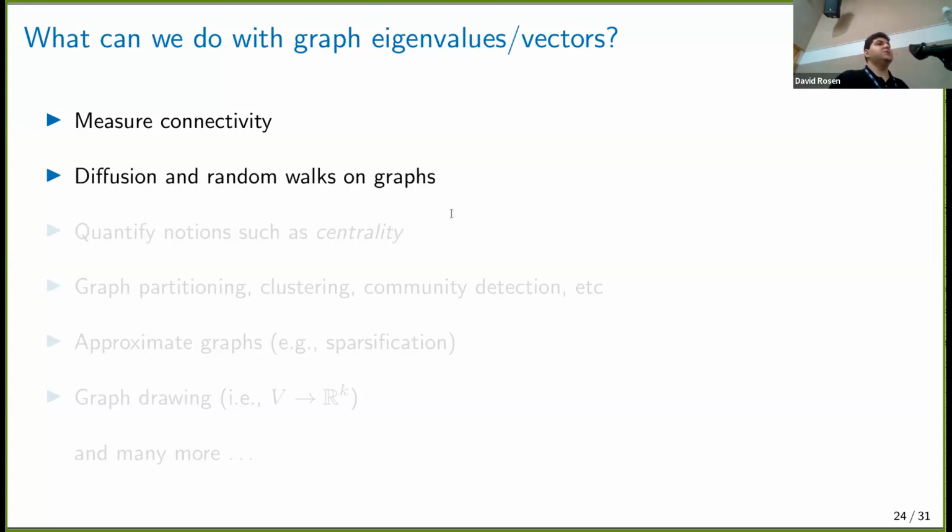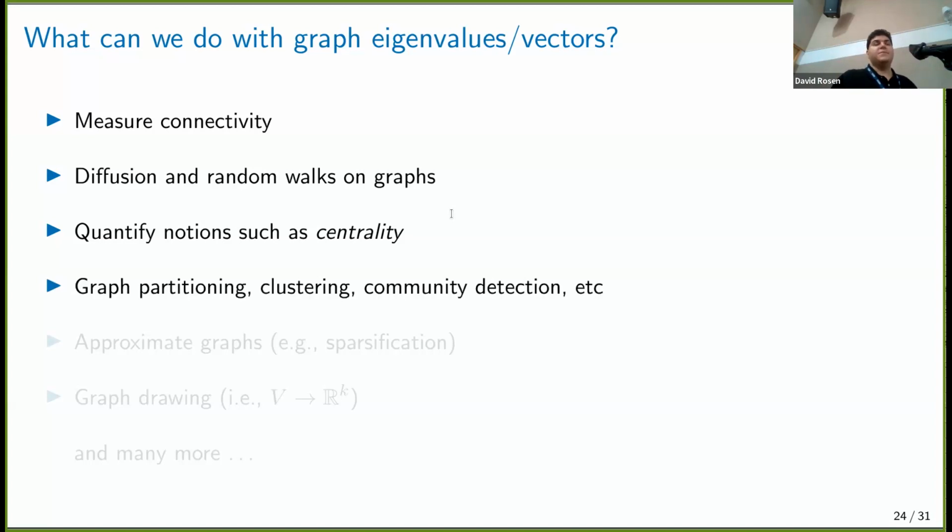You can study diffusions and random diffusion processes and random walks on graphs. I'll talk more about that. You can quantify intuitive notions such as centrality. So what is the most influential node in your graph? And again, you can imagine this is useful in various contexts. Some of the original work done in this area is about partitioning your graphs, finding structures in your graph, clustering nodes of the graph, finding communities. So these are well-connected parts of the graph that are loosely connected to the rest of the graph.